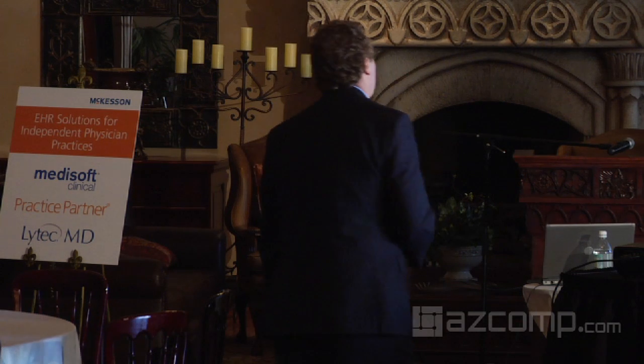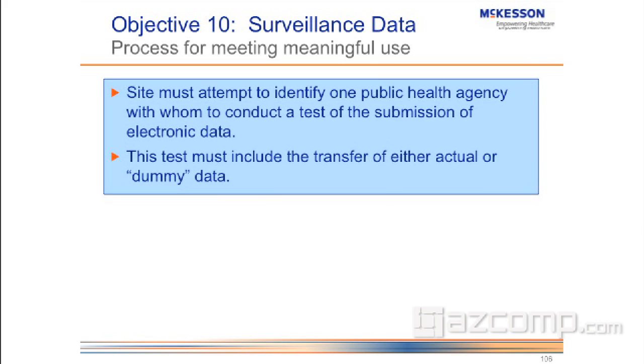So I kind of think that the last two are kind of gimmies because I don't think they're going to be ready. Site must attempt to identify one public health agency with which to conduct a test of the submission of electronic data. The test must include the transfer of either actual or dummy data. So you just have to test it. It's an attestation. It's just if you did the test or if you didn't do the test. It's not even if you passed or failed.